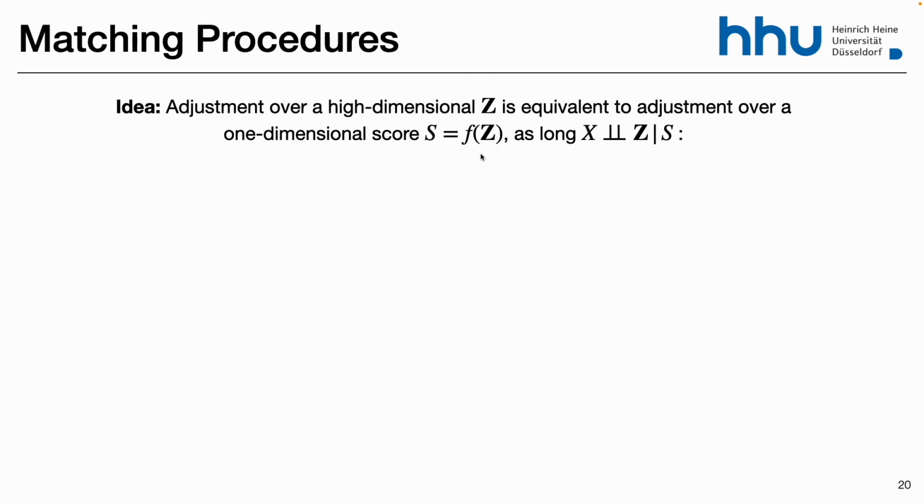So basically, instead of working with the high dimensional Z, let's find a score that's one dimensional. Now I have another assumption, that X is independent of Z given S. S is my score. So what I'm saying here is that the treatment is independent of all my covariates given this score that represents all the information that Z could give me.